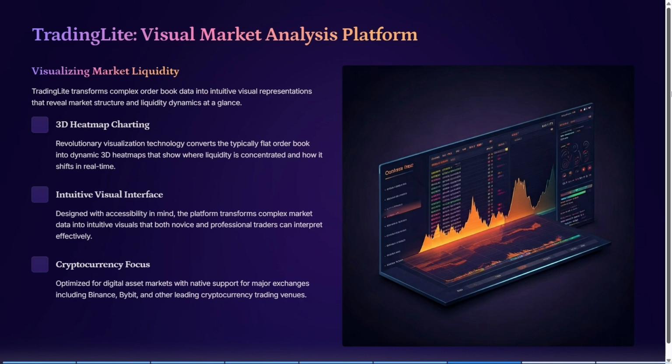So TradingLite transforms complex order book data into intuitive visual representations that reveal market structures and liquidity dynamics at a glance. So check this out. It has revolutionary visualization technology that converts the typical flat order book into a dynamic 3D heat map. And it shows you where liquidity is concentrated and how it actually shifts in real time.